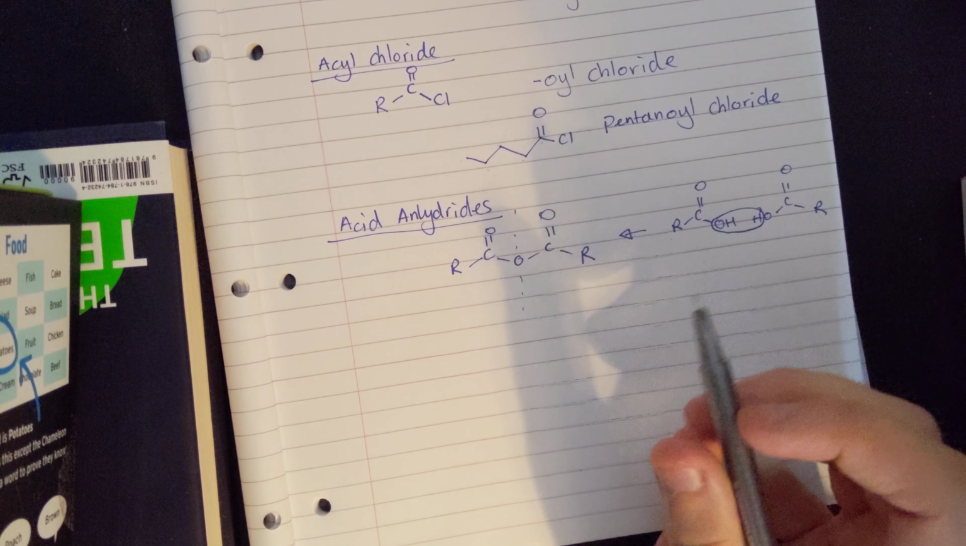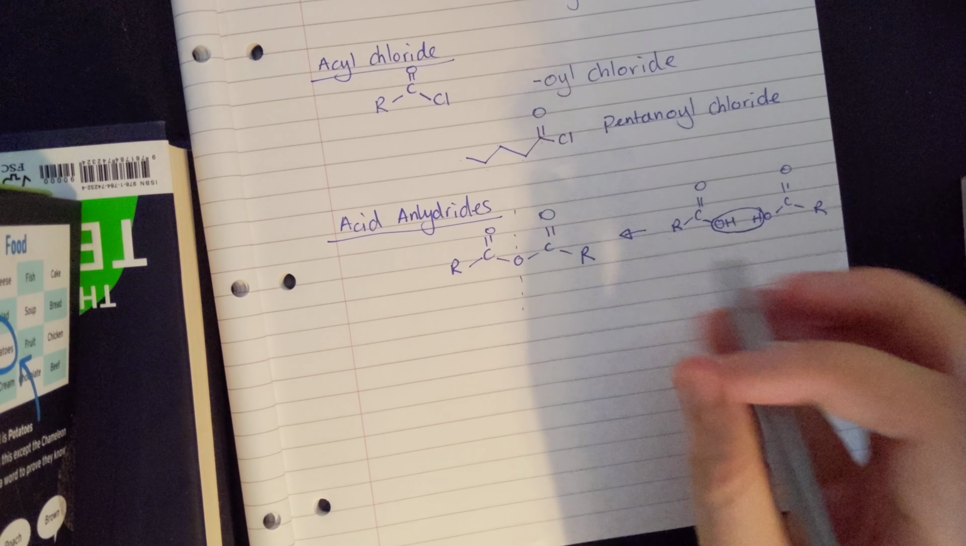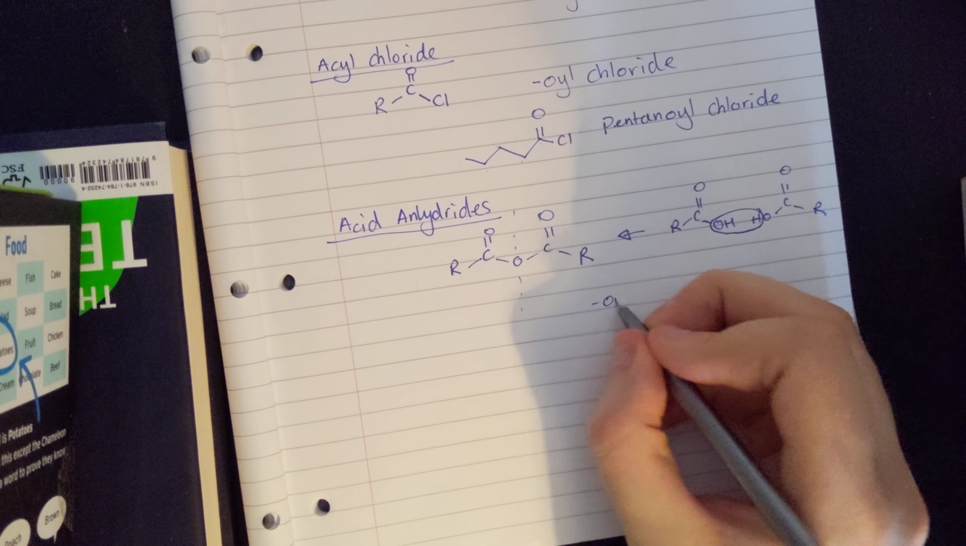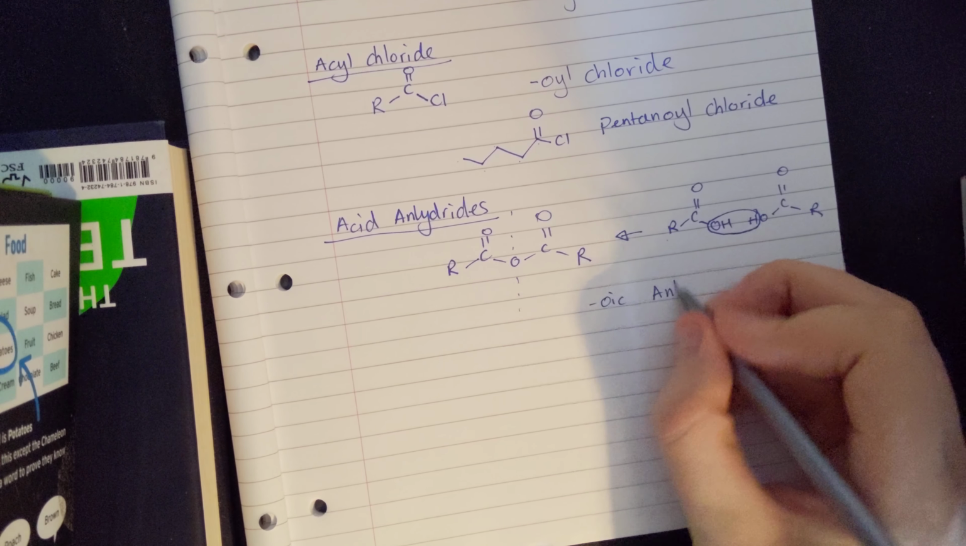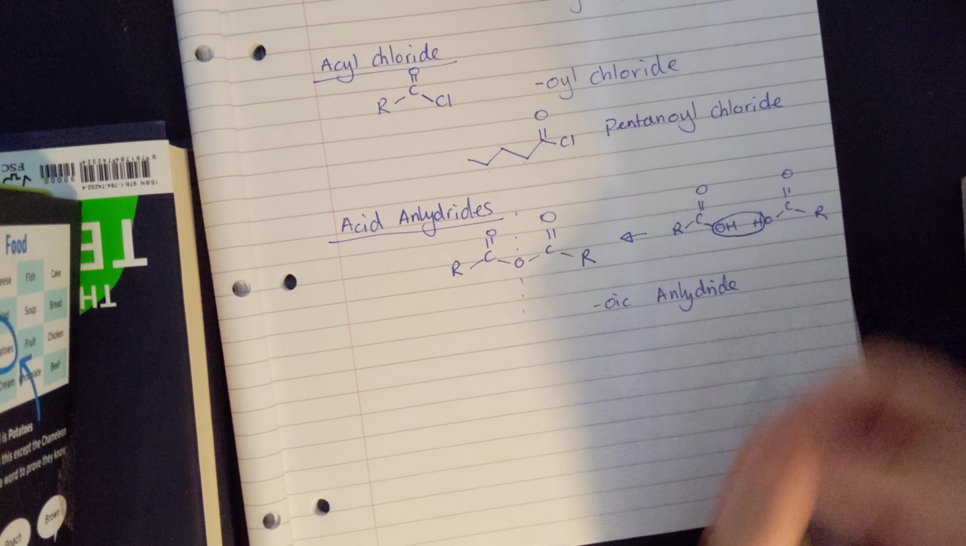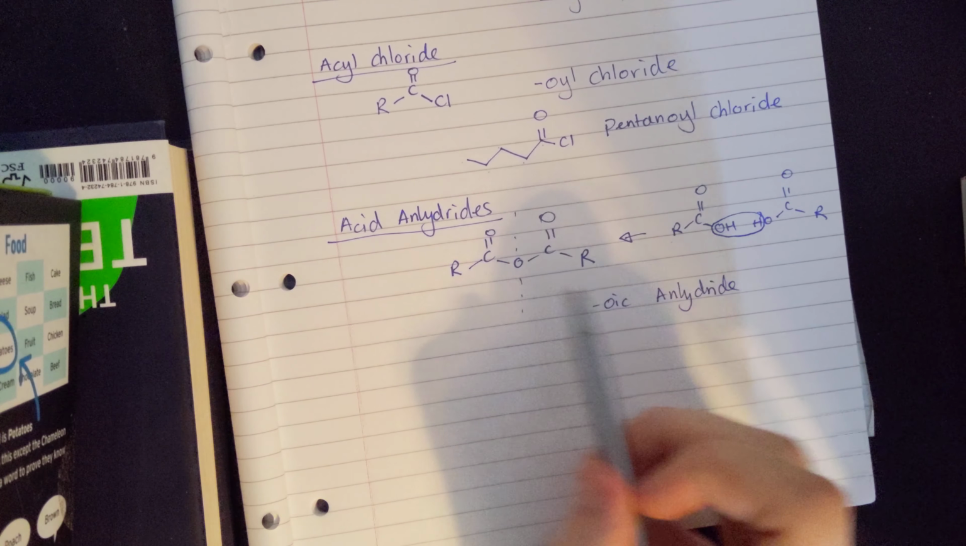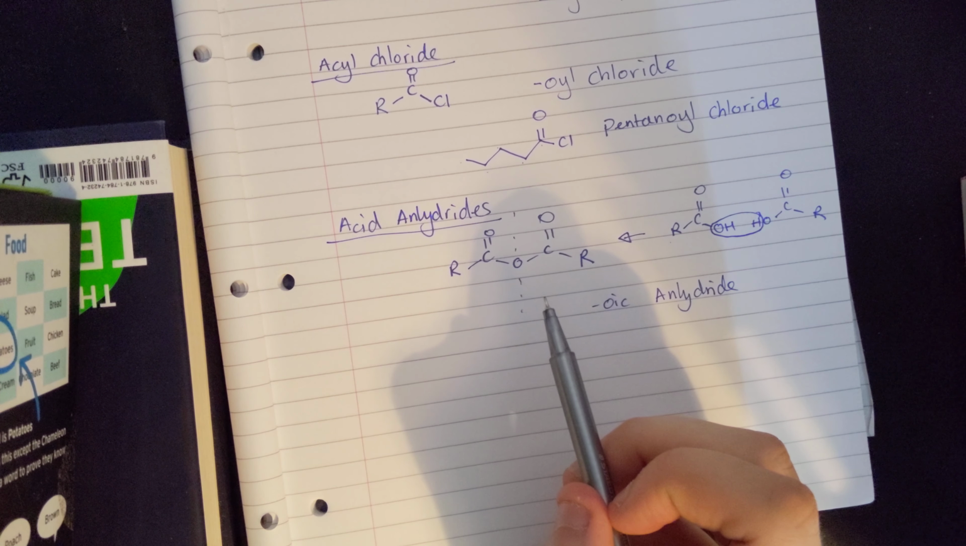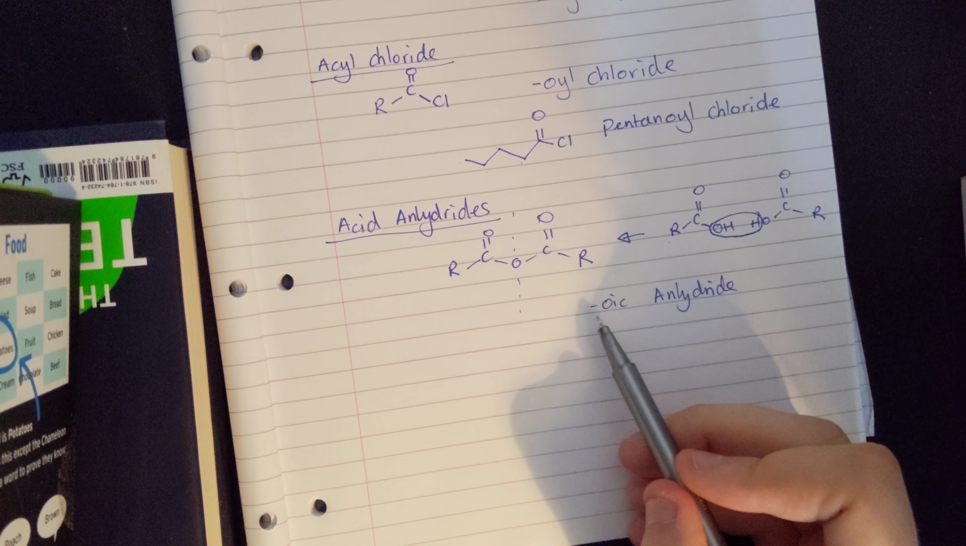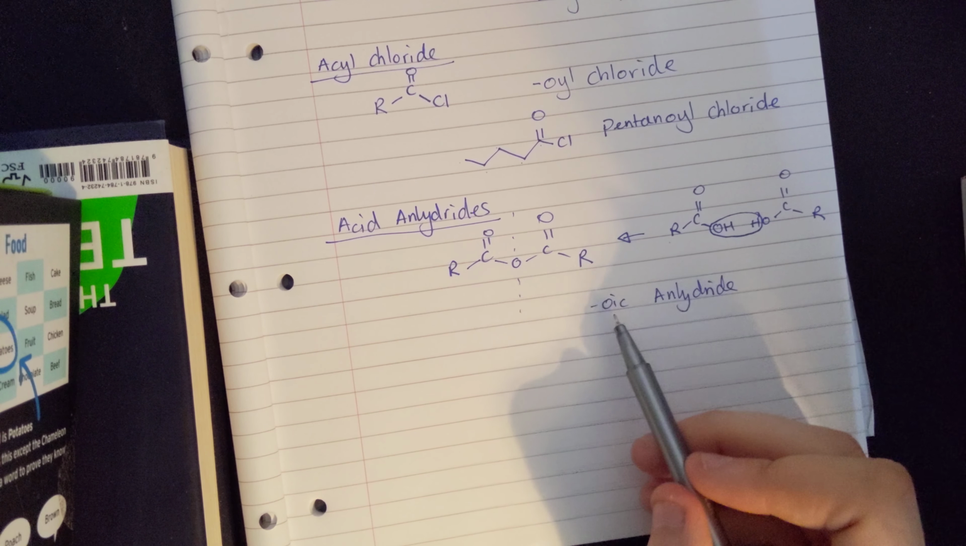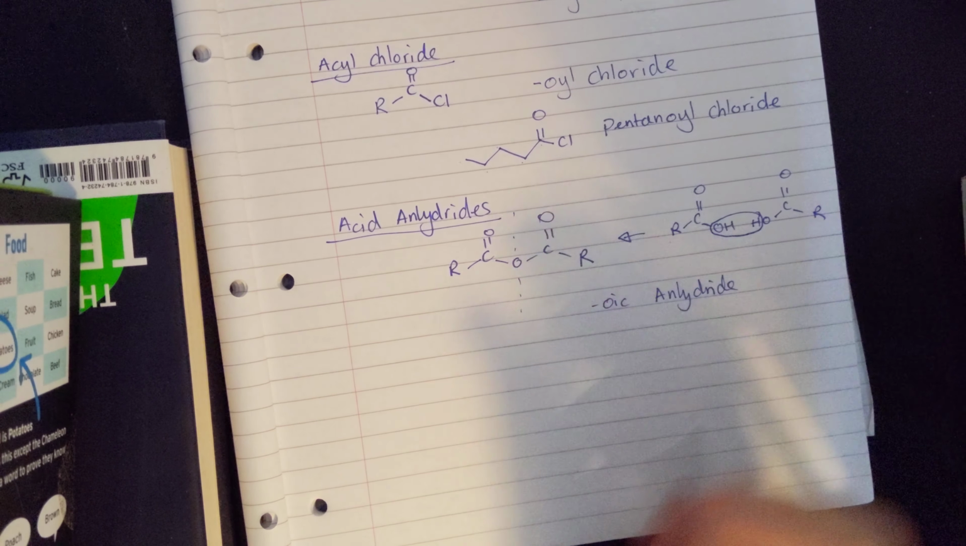Now, for naming these, the suffix is oic anhydride. So what we'll need to find is just what's the length of the carbon chain, and then put that prefix in, like pent or but, and then just put oic anhydride at the end.